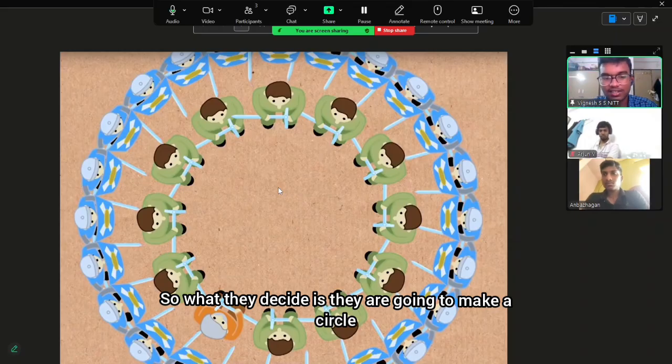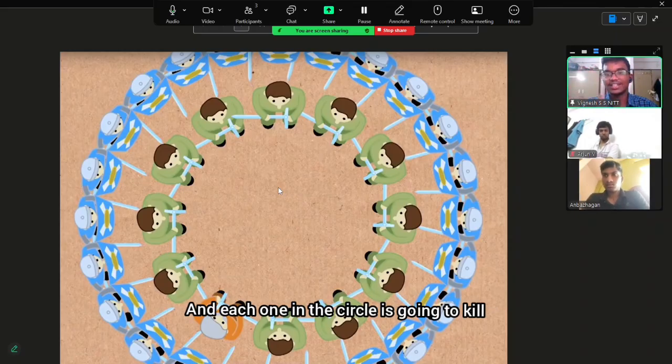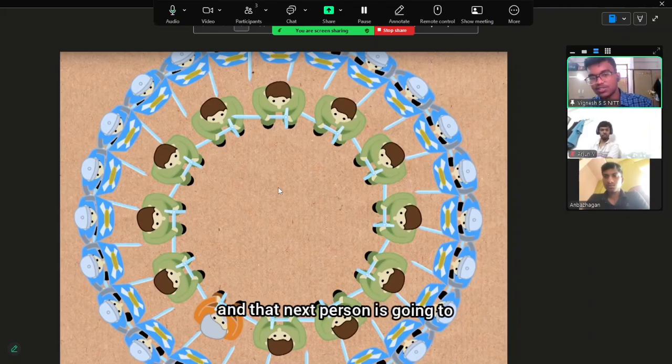So what they decide is they are going to make a circle, and each one in the circle is going to kill the next person. Suppose we are making a circle, I'm going to kill my next person, and that next person is going to kill the next person. So basically, it goes like this.